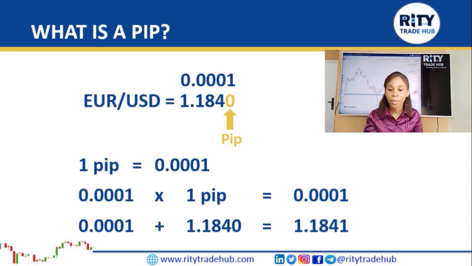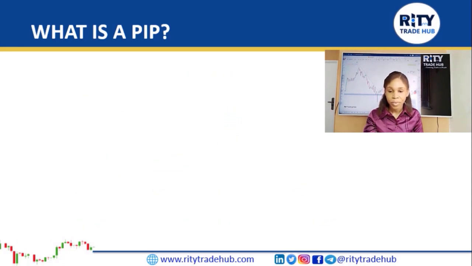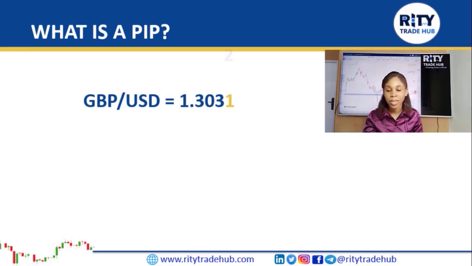So let's fire on, guys. Let's see another example. Let's take a look at GBP USD, that is the pound versus the US dollar, which is at a market price of 1.3031 as seen on your screen. If GBP USD makes a move of 2 pips, I will simply add 2 to the fourth decimal place of 1.3031, and I would have my answer as 1.3033.